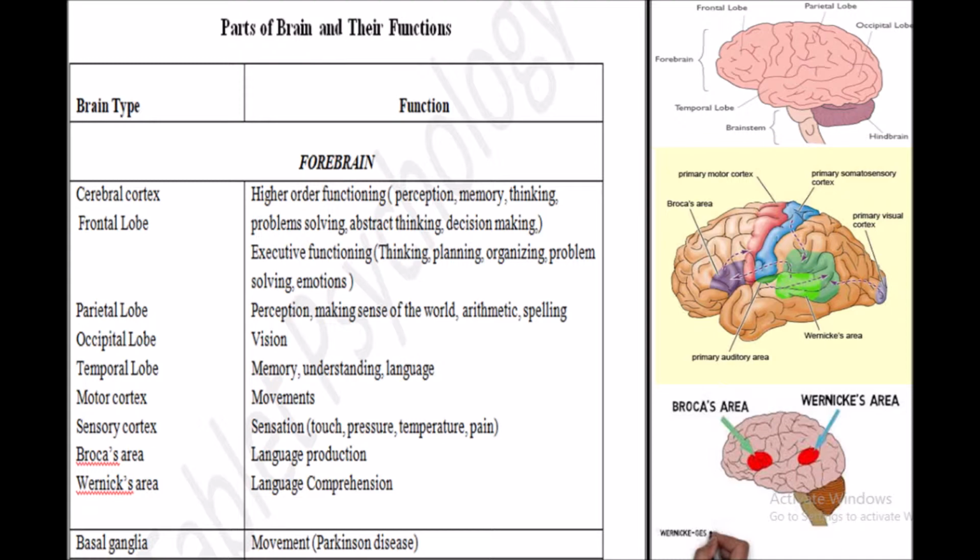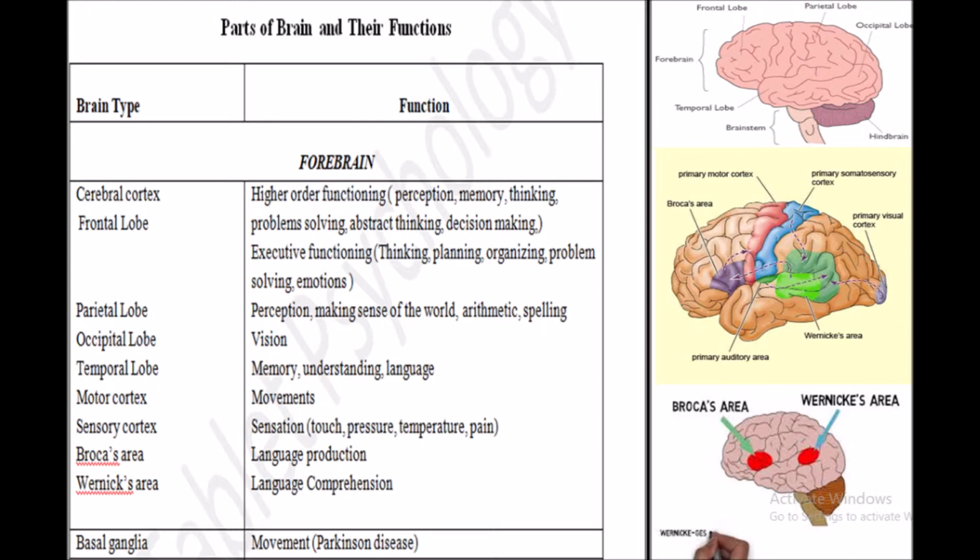After frontal lobe, you can see in the picture there is a parietal lobe. The functions of parietal lobe will be perception, making sense of the world, arithmetic, spelling, etc. These functions are performed by the parietal lobe. Third one, occipital lobe. The most important function of occipital lobe will be vision. Your visual capacities, your visual capabilities are controlled by your occipital lobe.